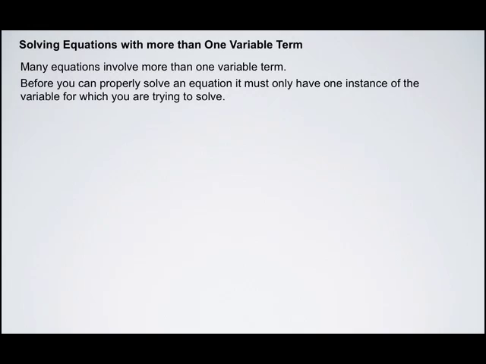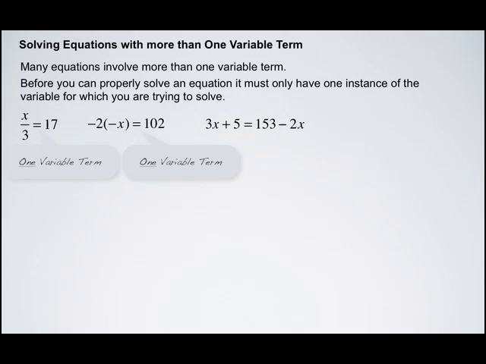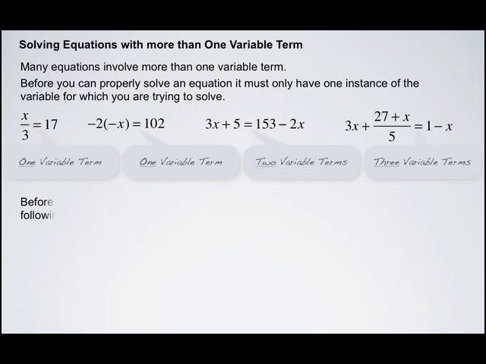Before you can properly solve an equation, it must only have one instance of the variable for which you are trying to solve. For instance, x over 3 equals 17 is one variable term. Negative 2 times negative x is equal to 102 is one variable term. 3x plus 5 is equal to 153 minus 2x has two variable terms. And 3x plus 27 plus x divided by 5 is equal to 1 minus x has three variable terms.